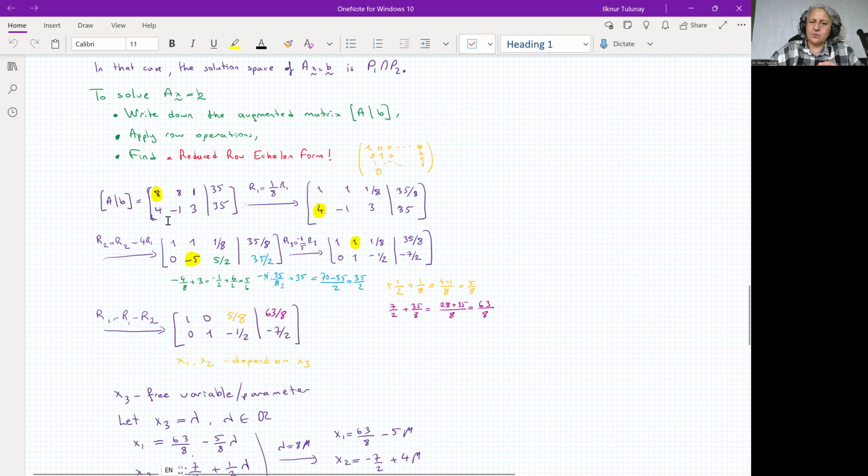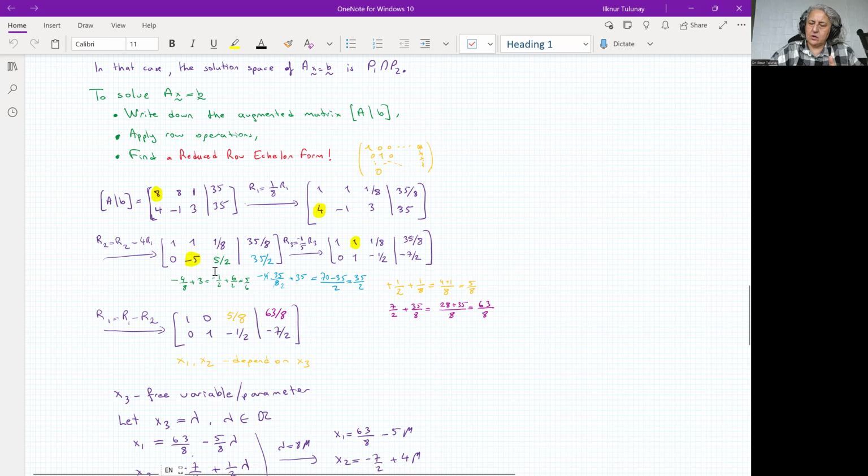The augmented matrix: the coefficient matrix and the right-hand side vector. Now we would like to apply the row operations. We would like to make this position 1. That's the first thing, so let's multiply the first row by 1/8. Now this position we want to be 0. If we multiply row 1 by -4 and add to this one, we will get this position 0. So that's what we do. Here this is 1, 0, this is what we want.